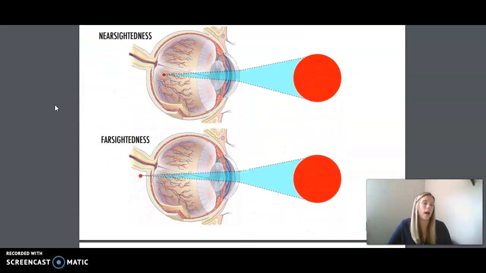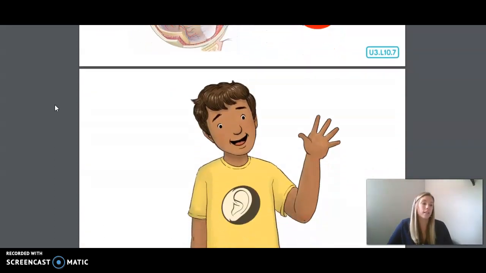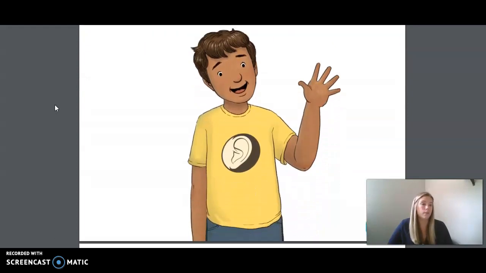In nearsightedness, the eyeball size in relation to the cornea affects its focusing power, so images are projected or focused in front of the retina. Nearby objects are seen clearly, but distant objects are out of focus. In farsightedness, the eyeball's size affects the focusing power of the lens, so images are projected or focused behind the retina. Distant objects are seen clearly, but nearby objects are out of focus. Luckily, these problems can both be corrected with glasses or contact lenses.